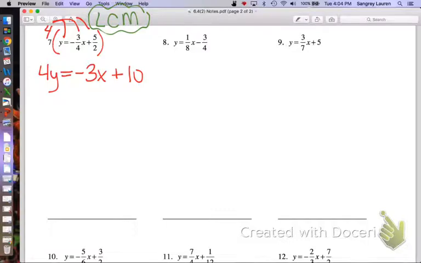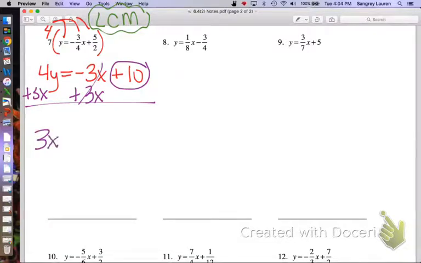Then we're still trying to put these in standard form, so this 10 needs to be by itself. So I'm going to add 3x to both sides. We need to write the x's first. So 3x plus 4y equals 10.